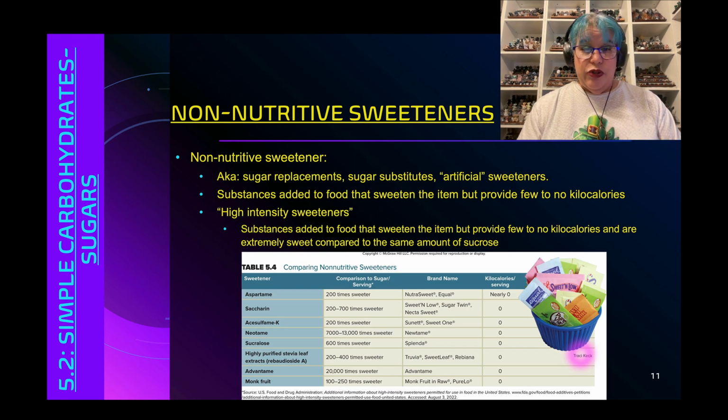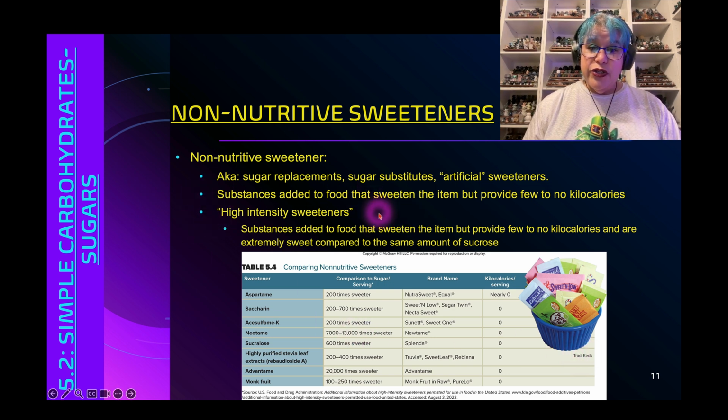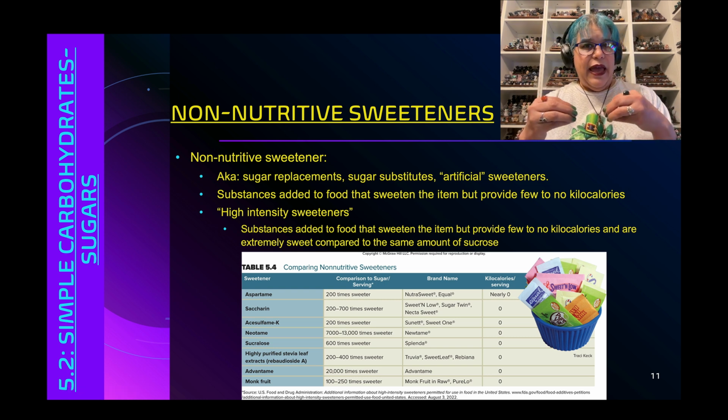Now, the non-nutritive sweeteners. Non-nutritive sweeteners can be called sugar replacement, sugar substitutes, artificial sweeteners. These are substances added to food that will sweeten it, but they provide either few to no kilocalories to your diet. Something else that we tend to call these are high intensity sweeteners, and the reason is because these items tend to be a lot sweeter than sugar is.